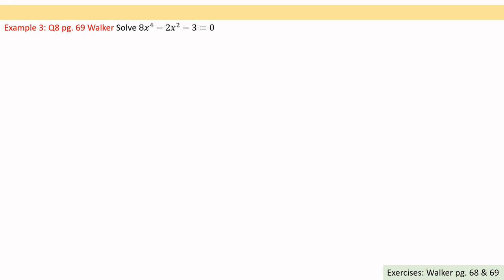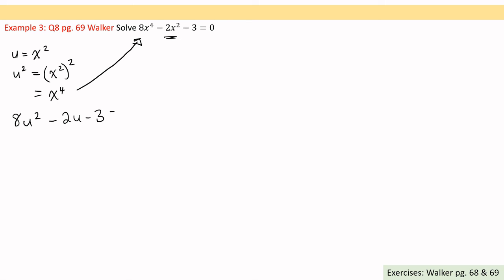Third and final example for you. I'm giving you all three because in your Walker book, it will give you these 3 different types of problems. Right, for this one, again, go to the middle. Okay, we've got x squared in there. So let's let u equal x squared. U squared will be x squared squared, which is x to the power of 4, which is what we have there. Okay, so my equation becomes 8u squared minus 2u minus 3.